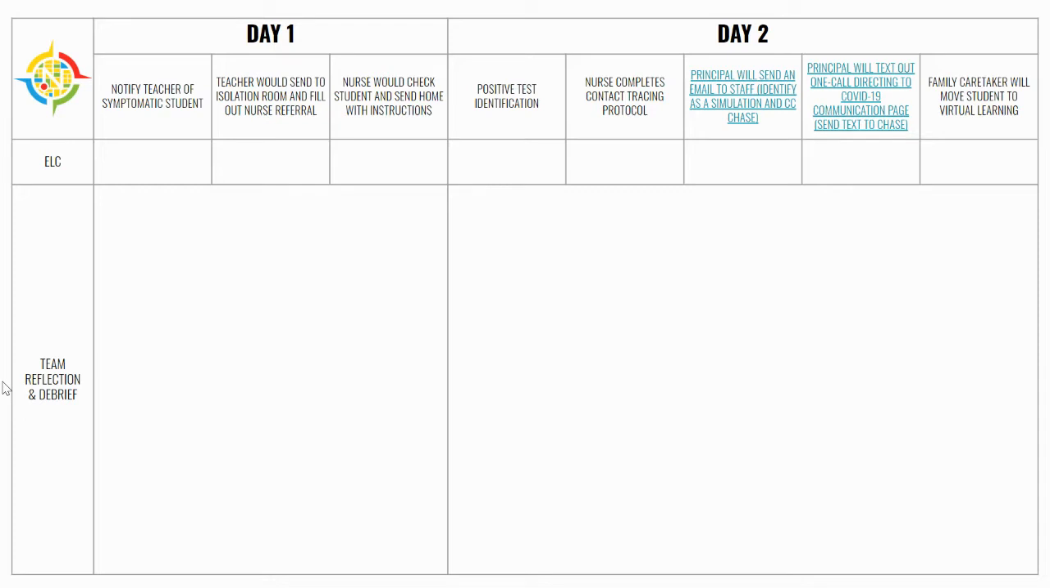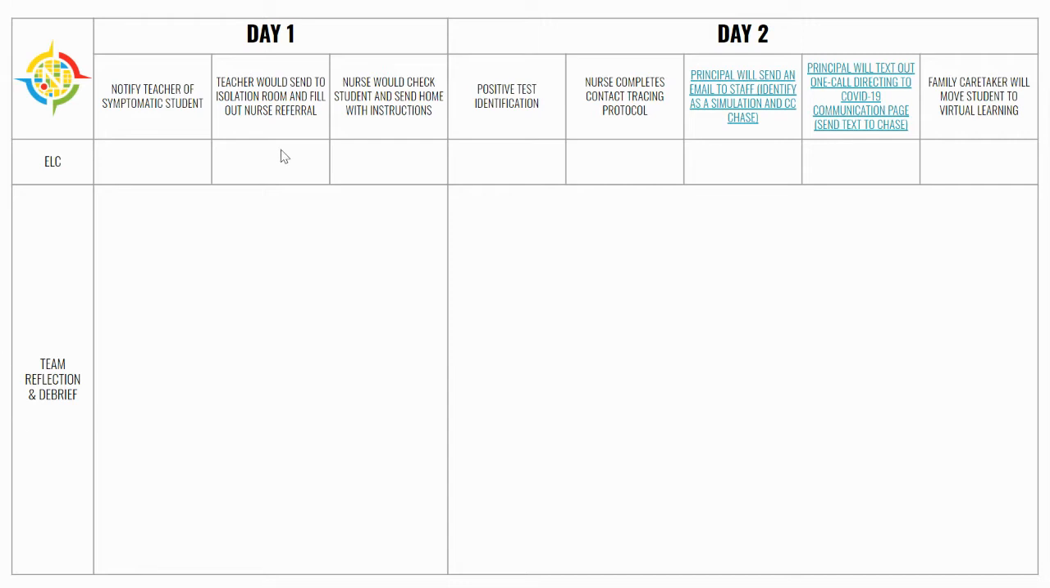On day one, I will call each of you at a random time. That might be Tuesday, that might be Wednesday, and I'll let you know that there is a symptomatic student in such and such room. You would then need to notify that teacher. That teacher would send the student to the isolation room and fill out the nurse referral process that you have at the local school level. The nurse would check that student and then send them home with the instructions on getting tested.